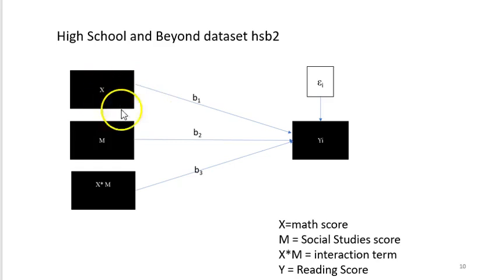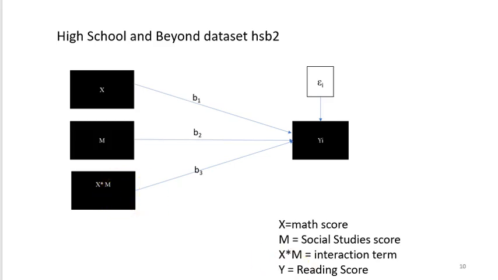So X is the math score, and M is the social studies score, and X times M is that interaction term, and Y is the reading score. And the question is, is the effect of math on reading different? So if someone has a really low score in social studies, it's one way, and if someone has a really high score in social studies, it's a different way. And that is shown up in this interaction term.